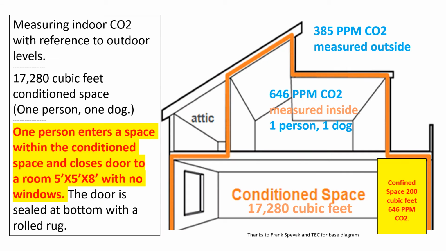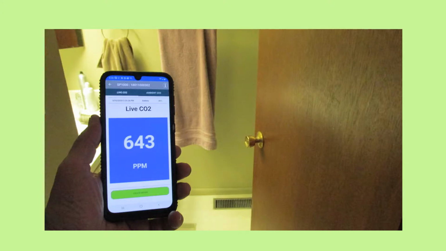The dynamics of this as I entered that room is one person enters the space within the conditioned space and closes the door. Now this is a small guest bathroom. It's about 200 cubic feet. My outside measurements were around 385 parts per million of CO2. I came inside to 646 parts per million of CO2. And I went into that small guest bathroom and had 646 parts per million of CO2. As I moved closer to that room, the CO2 levels dropped to 643 parts per million.